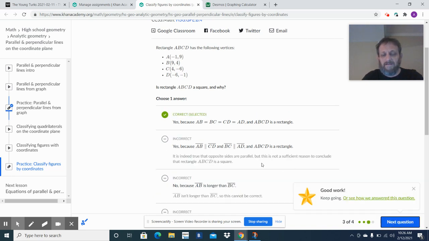Okay, see, what they're saying is we wouldn't have picked this one because them being parallel isn't enough. And they're right there. It has to be the same length too. So it can't just be parallel. It needs to be parallel and the same length. Makes perfect sense. All right, last one.